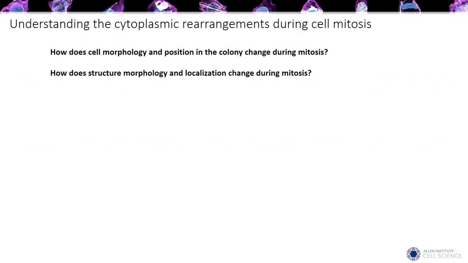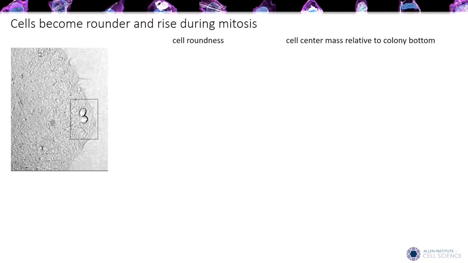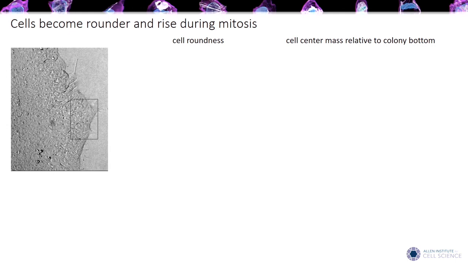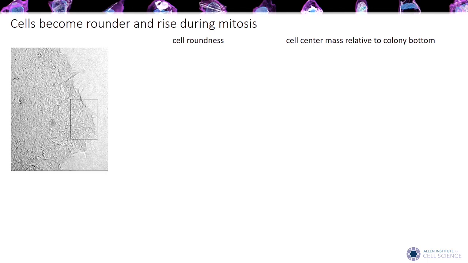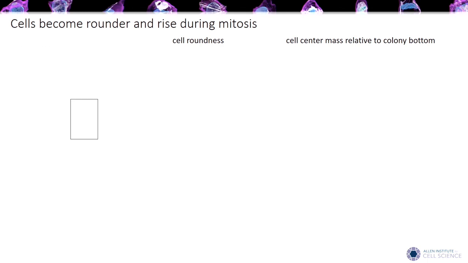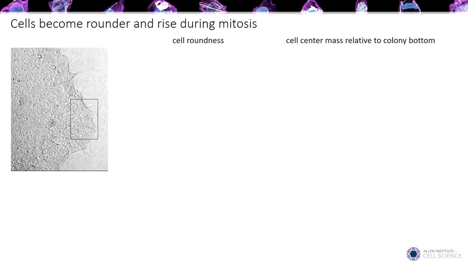Now that we have the data set, we can ask 2 questions. What happens to cell morphology and localizations as the cells divide? And what happens to the structures as the cells divide? Let's look into the cell morphology first. When we look at transmitted light images of a colony over time, we can see that the dividing cells round up and rise as the cells are dividing, and then kind of settle back into the colony when they're done dividing.